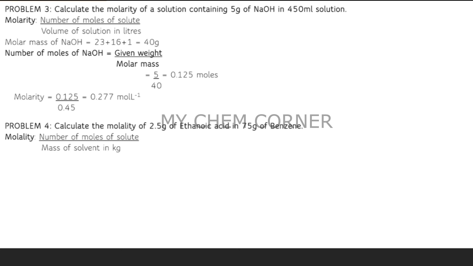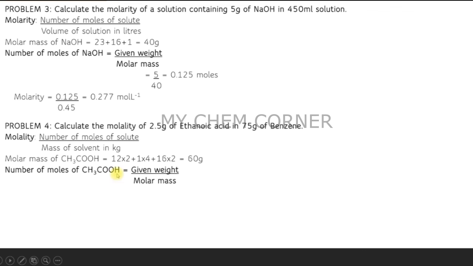In this case also, you follow the same pattern as the previous problem. Start by calculating the molar mass of ethanoic acid. Ethanoic acid is nothing but acetic acid itself, CH3COOH. When we calculate the mass of ethanoic acid, you will get 60 grams. Now that you know the molar mass, it's easy for us because we need to calculate the number of moles of it.